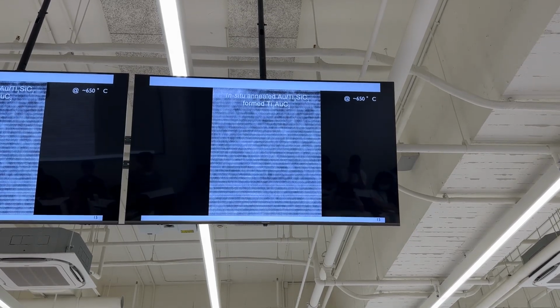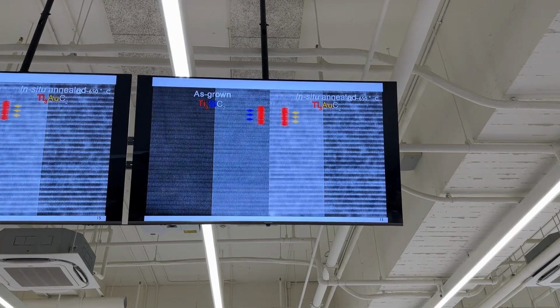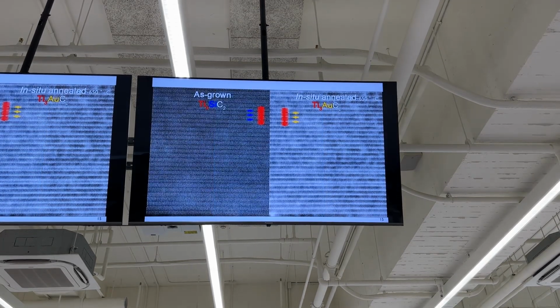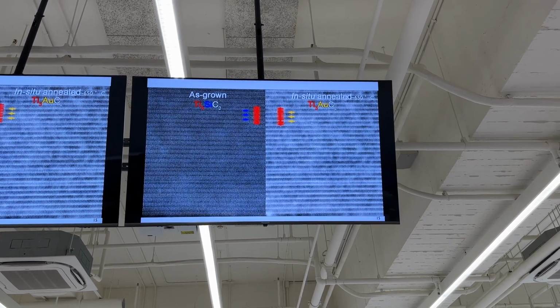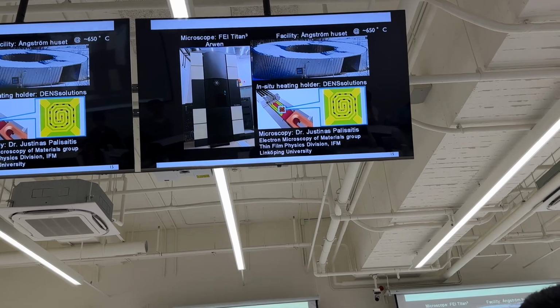180 minutes, now gold is more or less in the whole material, and with longer time, gold is completely filling the A layer sheets. So this is the end result, and you can compare that to the starting condition where the A layer is silicon, and now the A layer is gold. This was recorded in the Linköping electron microscope, which is a double corrected Titan 300 kilovolt instrument.